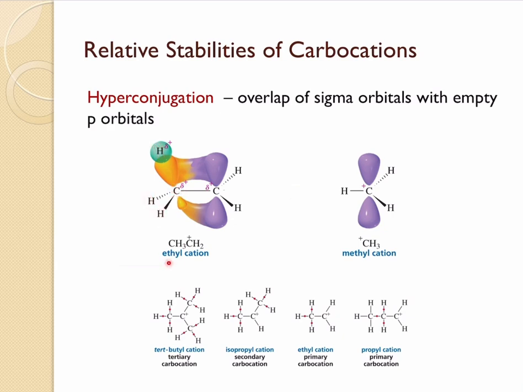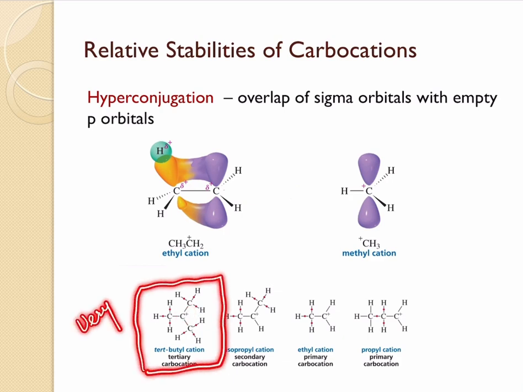In the case of ethyl cation, there are three such sigma bonds from which the electrons can move to the empty p orbital. In the case of isopropyl cation, there are 6 such bonds from which electrons can move. And in the case of tertiary butyl cation, there are 9 such bonds which have the ability to shift the electrons, thereby considerably reducing the positive charge on this carbon, and therefore the tertiary carbocation is very, very stable.